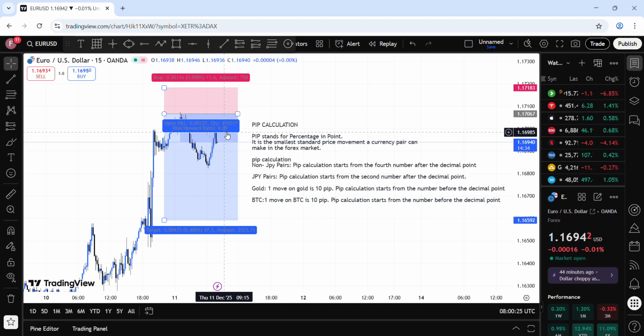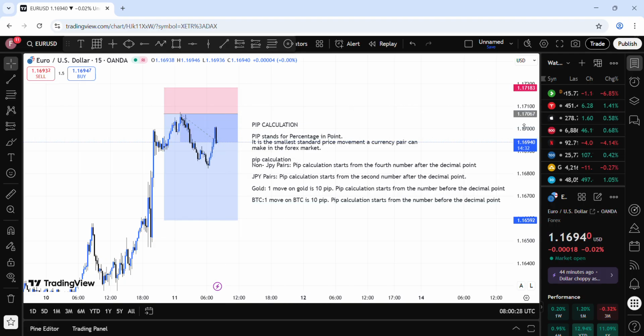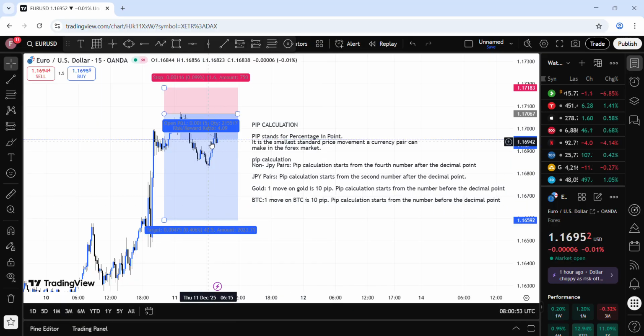So now in this chart, our entry price is 1.170657. Our stop loss is 1.17183. Then our target, we're targeting 1.16592. So now we want to know how many pips our target is from our entry price.